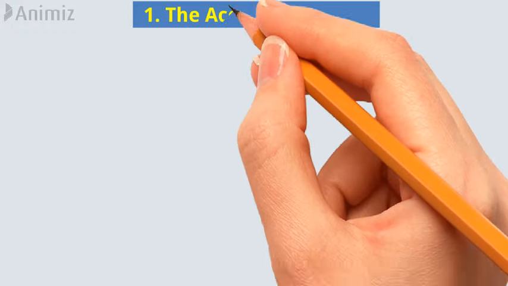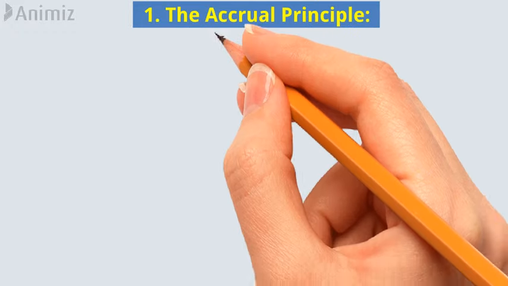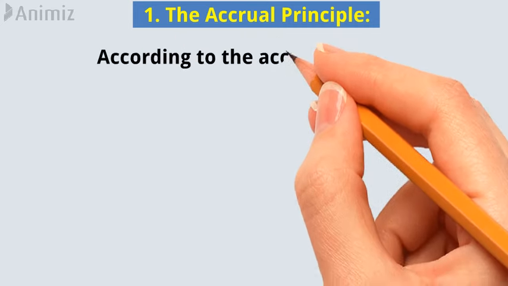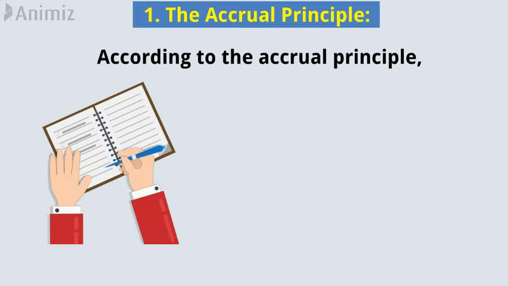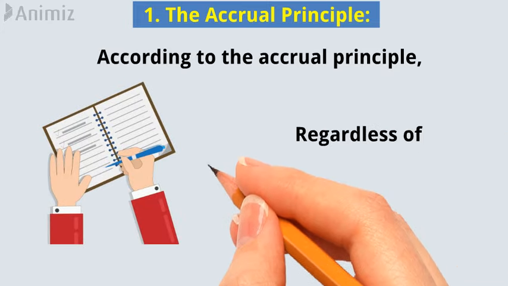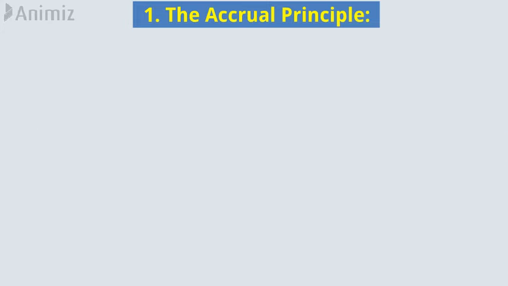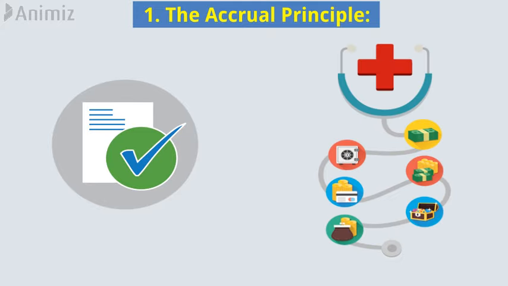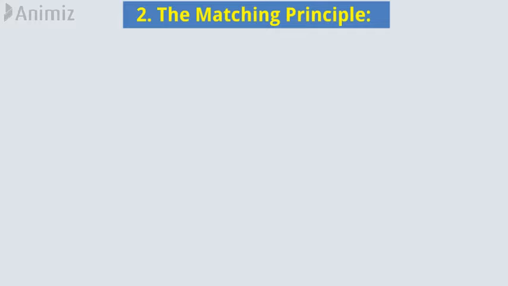First principle, the accrual principle. Imagine you run a small bakery, and you've just sold a dozen cupcakes to a customer. According to the accrual principle, you record this sale as soon as it happens, regardless of when the payment is received. This principle ensures that financial transactions are recognized when they occur, providing a more accurate picture of your business's financial health.